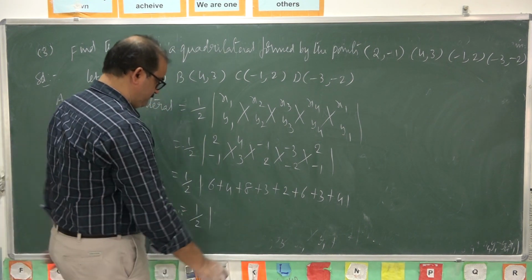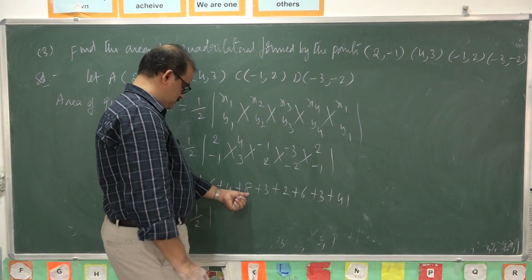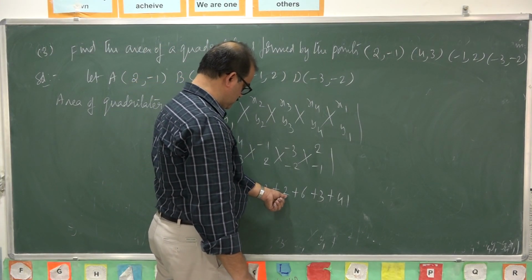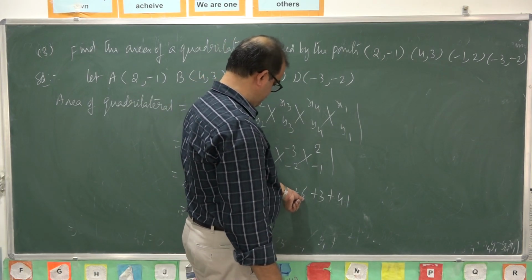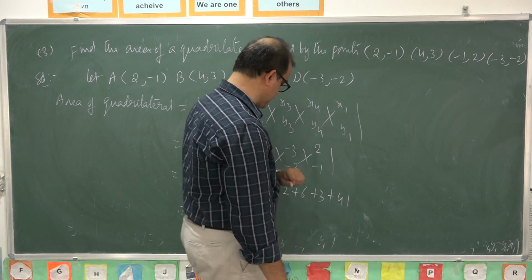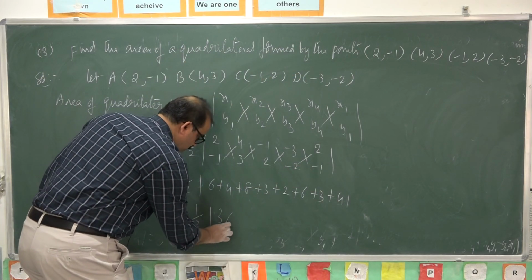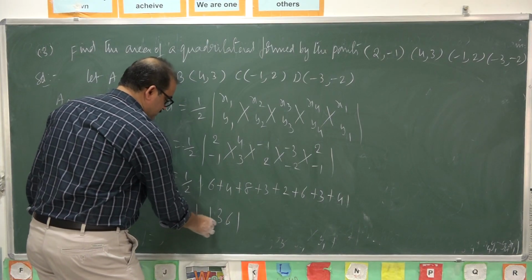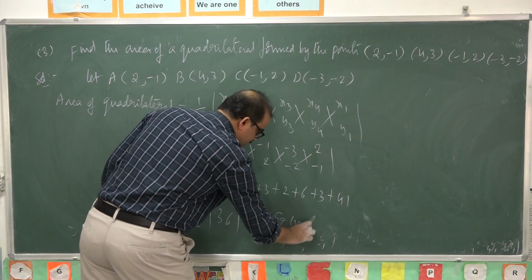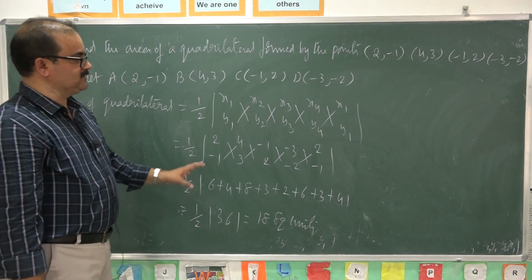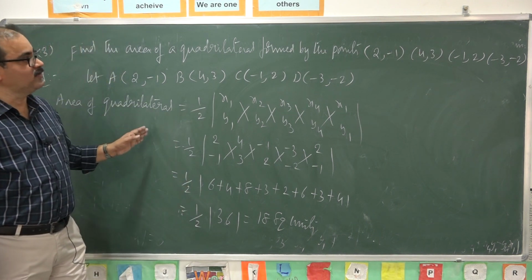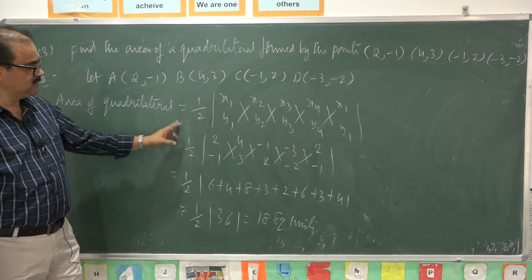1 by 2 into 10, 18, 21, 23, 29, 32 plus 4, 36. 36 by 2, 18 square units. Okay, in this way we find area of a triangle or area of the quadrilateral by using these formulas.